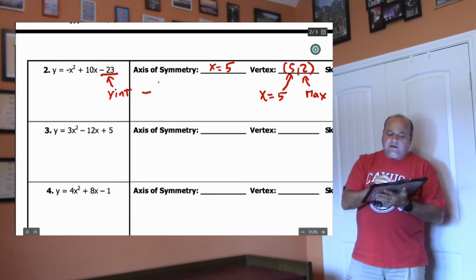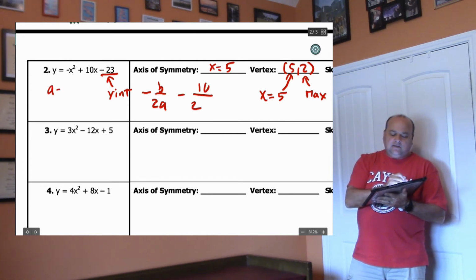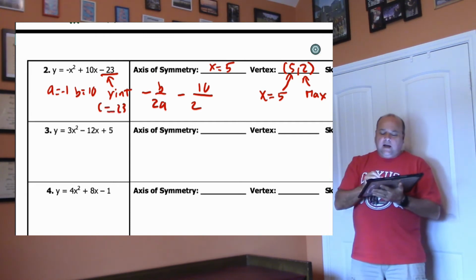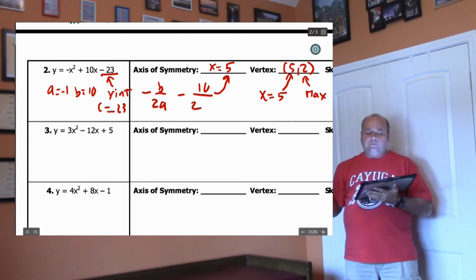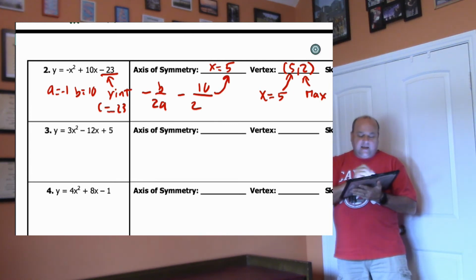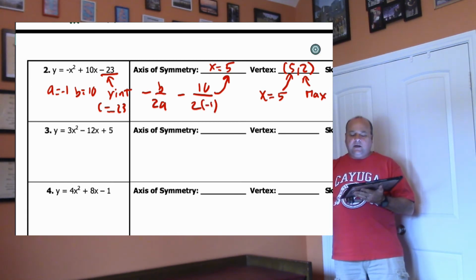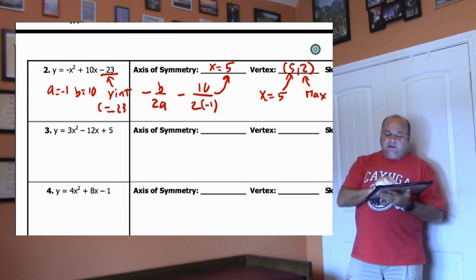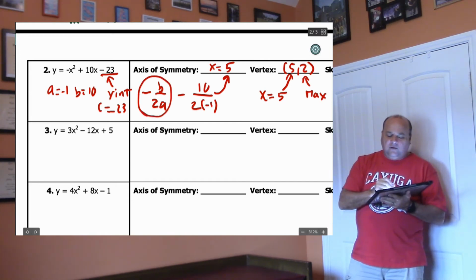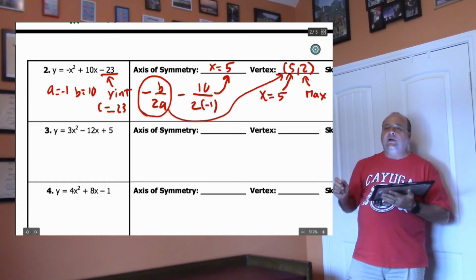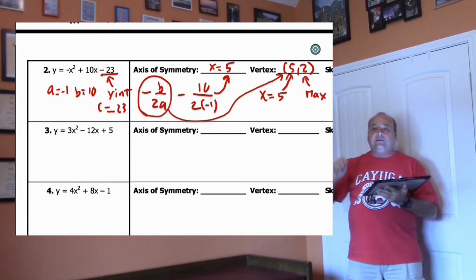And I'm not going to do this every time, but -b over 2a, negative fraction bar 2, b is 10, a is equal to -1, b is equal to 10, c is equal to -23. The c is going to be your y-intercept. And if you work this out, you get the 5, don't you? And the a is -1. So 2 negatives makes a positive. 10 divided by 2 is 5. So this formula right here will give you the x of the vertex every single time. And that's called the axis of symmetry.